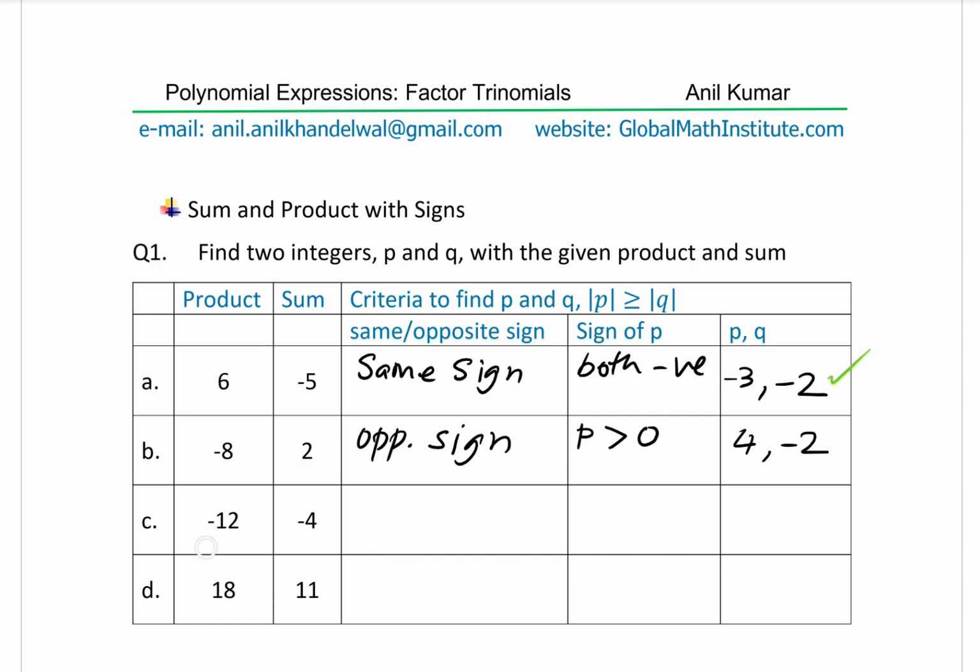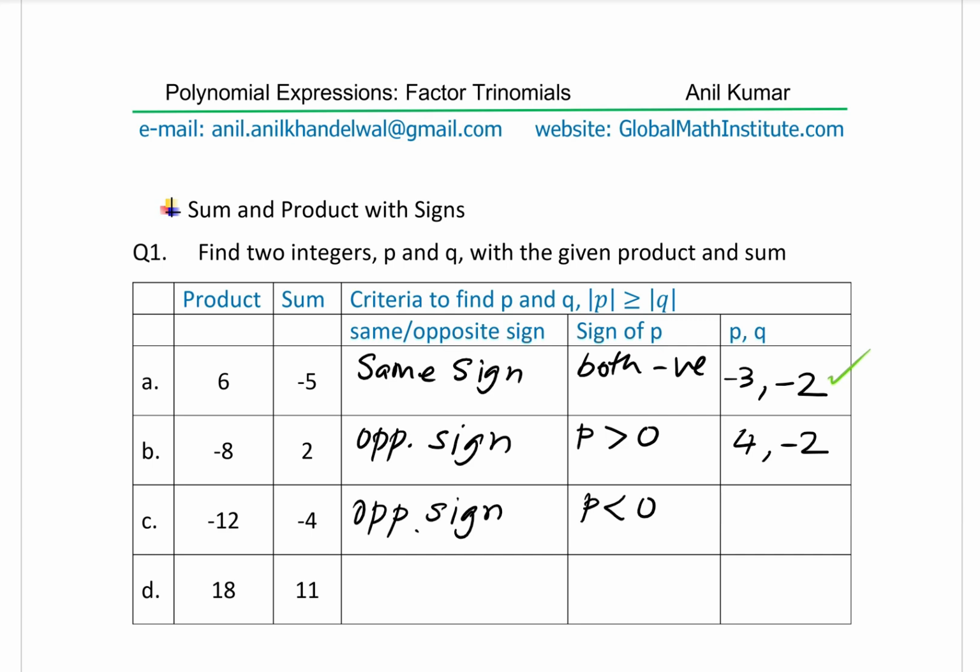Next one here is -12 and -4. -12 you get when you have opposite signs for the two numbers P and Q. Is that clear to you? As in the previous case. However, the sum is negative. Sum is negative means that P is less than 0. So the number with more magnitude is less than 0.